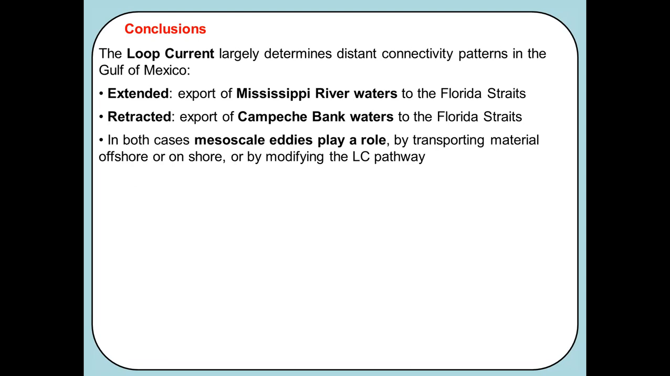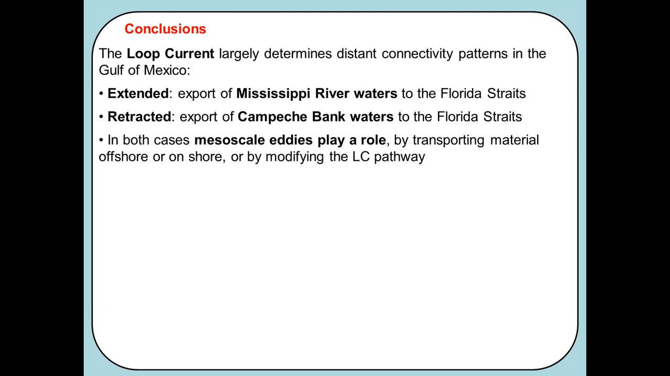So I showed in this talk that the Loop Current determines connectivity patterns at the scale of the Gulf. When it's extended, it's able to typically advect waters from the Mississippi Delta, from the northern Gulf, down to the Florida Straits. And when it's retracted, the connectivity patterns connect the Campeche Bank down to the Florida Straits area.